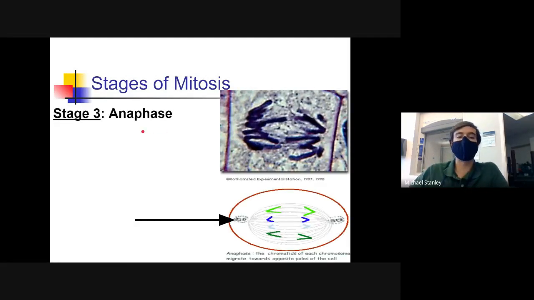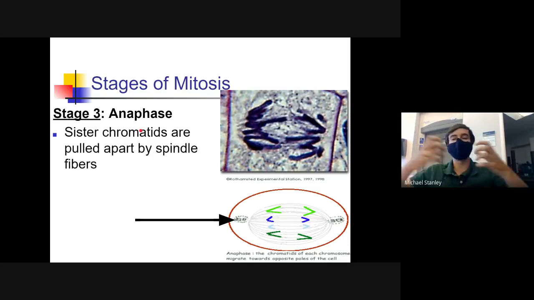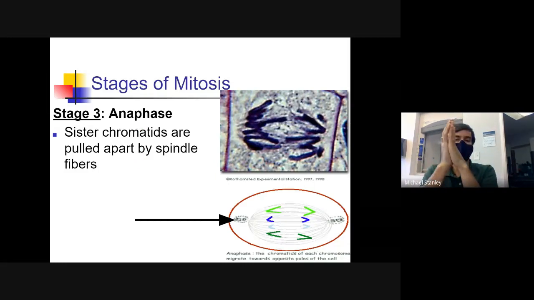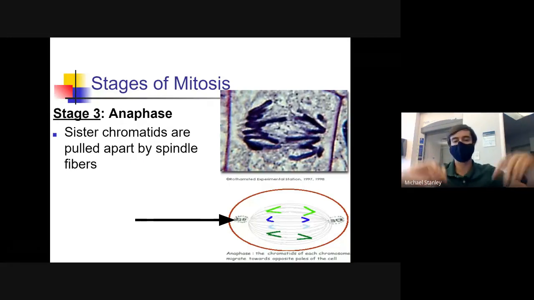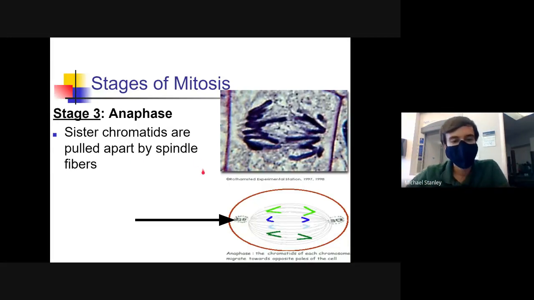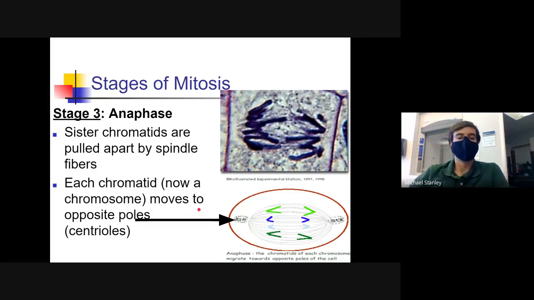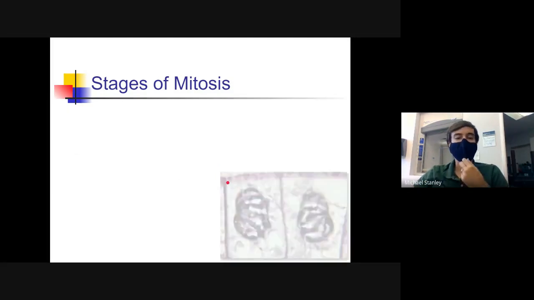Then we go through anaphase, the action phase of the cell, when the chromosomes get pulled apart to either side of the cell by those spindle fibers. So they start off right along the middle, and then the copies get pulled apart. Each one of the sister chromatids, which is now its own chromosome, moves to opposite sides of the cell. So anaphase pulls apart our DNA.